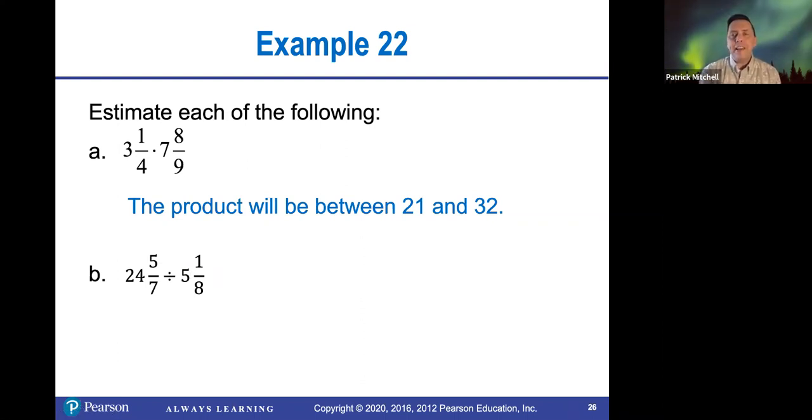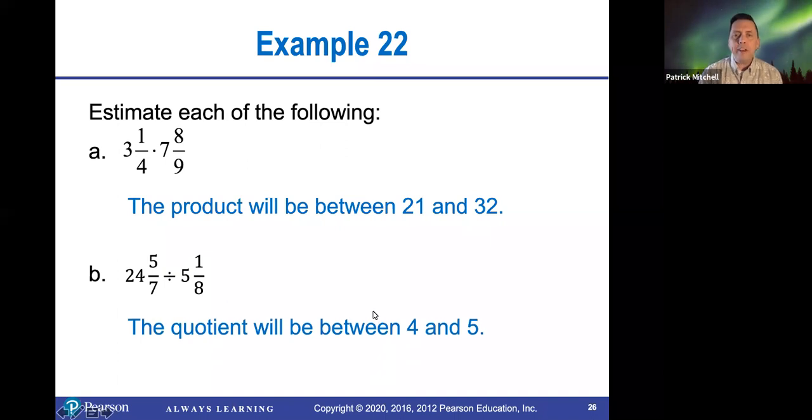And if I do exactly the opposite, round the dividend down and round the divisor up, that will give me a lower bound. I will admit that I rigged this problem so that the upper bound came out to a nice number: 25 divided by 5 is 5. If I round this down to 24 and round this up to 6, that's also a nice number. 24 divided by 6 is 4. So this quotient will be somewhere between 4 and 5.